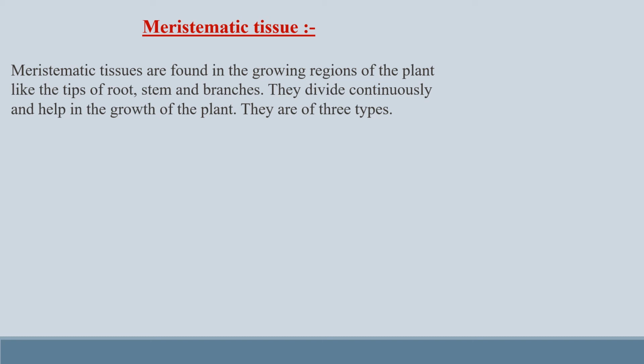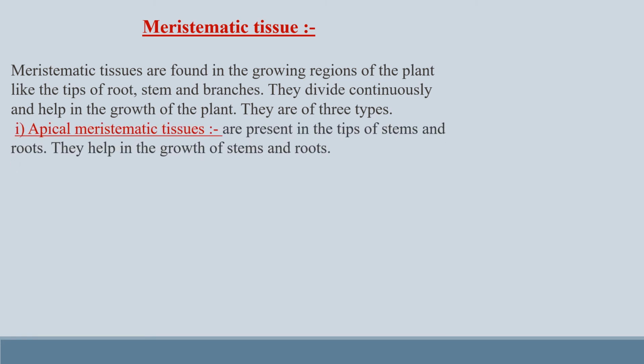Meristematic tissue. As we know, meristematic tissue is the tissue which has the dividing capacity, and this type of tissue is found in growing regions of the plants, like the tip of root, stem and branches. They divide continuously and help in growth of the plants. There are three types of meristematic tissue. First is apical meristematic tissue. Apical meristematic tissue is present in the tip of stem and root. They help in growth of stem and root.